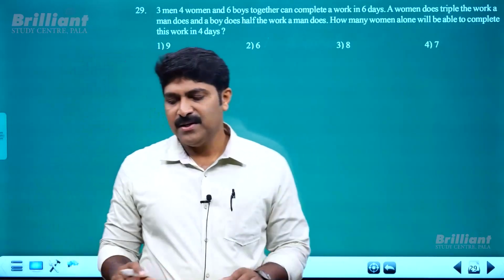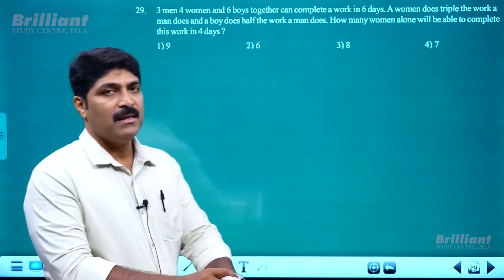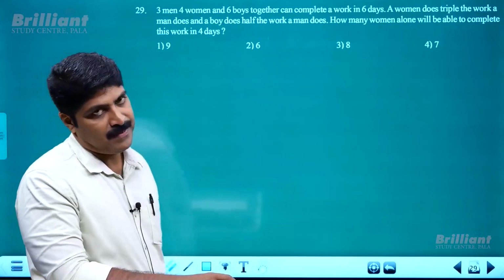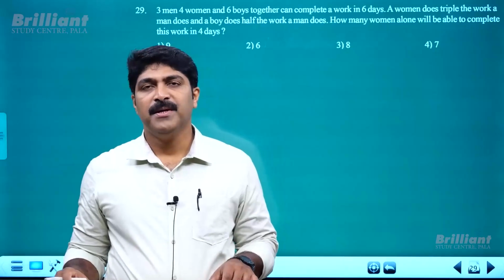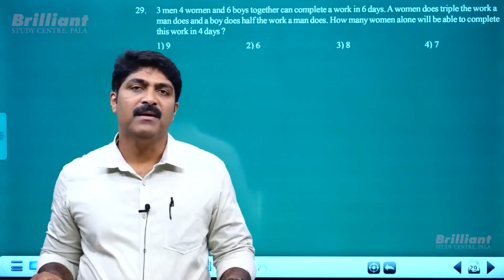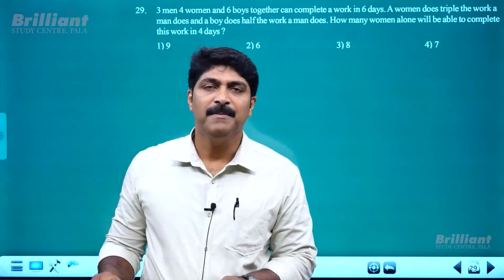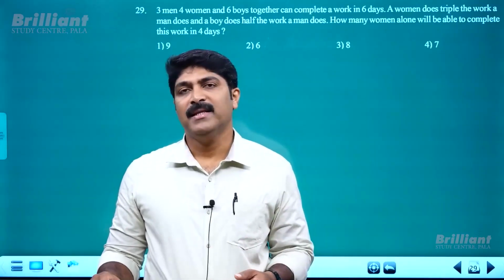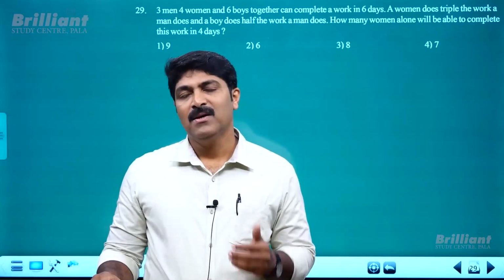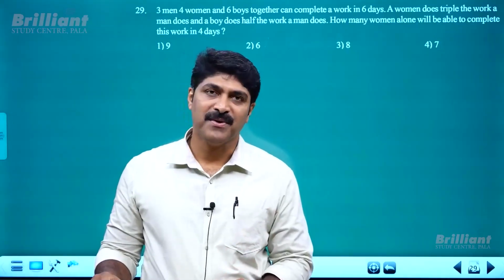Next, another tricky question. It's a question from time and work. These types of topics need additional preparation. Maybe you learned the basic concepts at school level. But when we are converting it into the logical manner, at that time you have to learn the method or approaching style towards such questions.